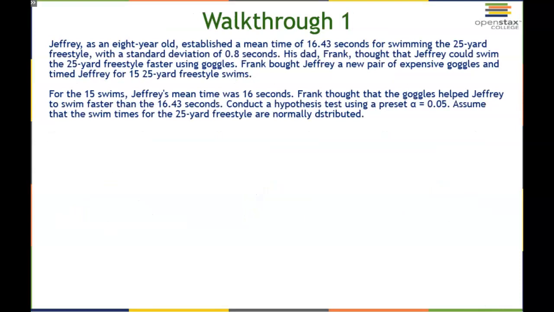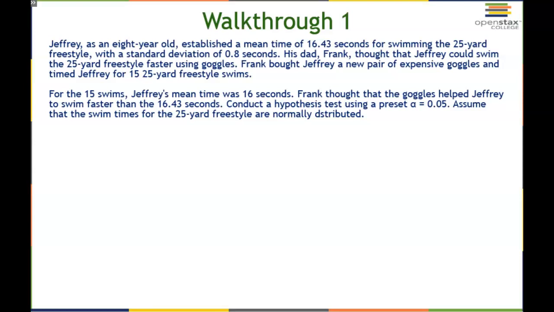Here's our problem description. Jeffrey, as an 8-year-old, established a mean time of 16.43 seconds for swimming the 25-yard freestyle with a standard deviation of 0.8 seconds. His dad, Frank, thought that Jeffrey could swim the 25-yard freestyle faster using goggles. Frank bought Jeffrey a new pair of expensive goggles and timed Jeffrey for 15 25-yard freestyle swims.